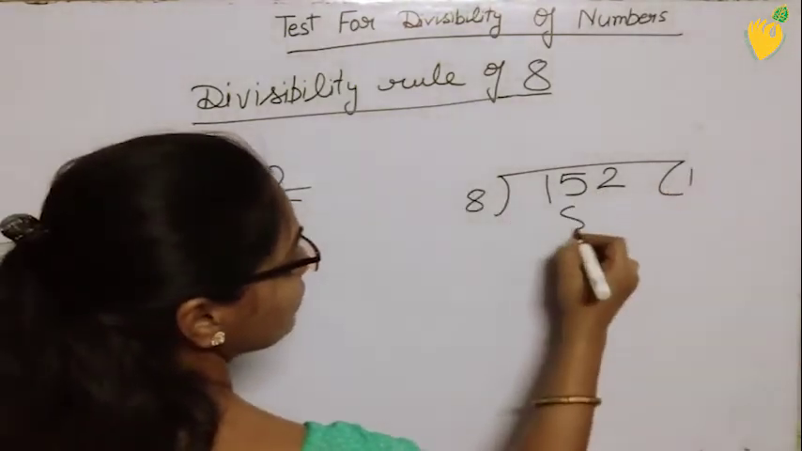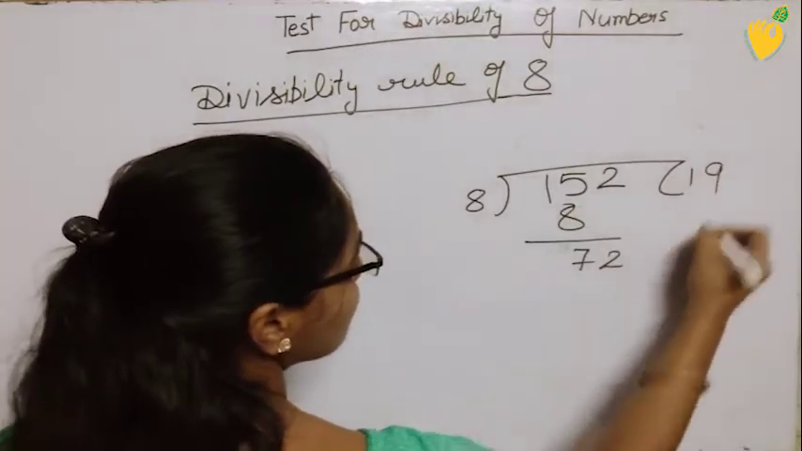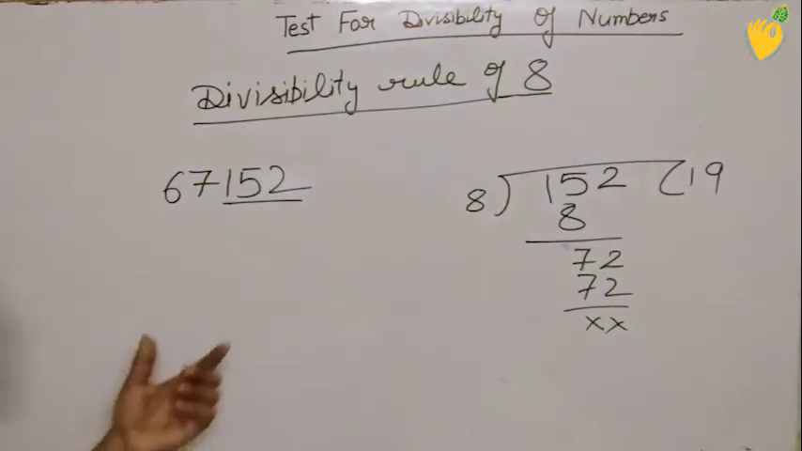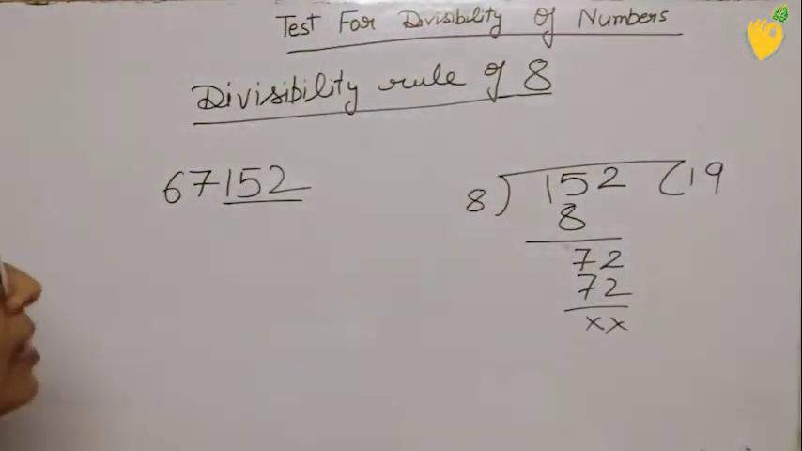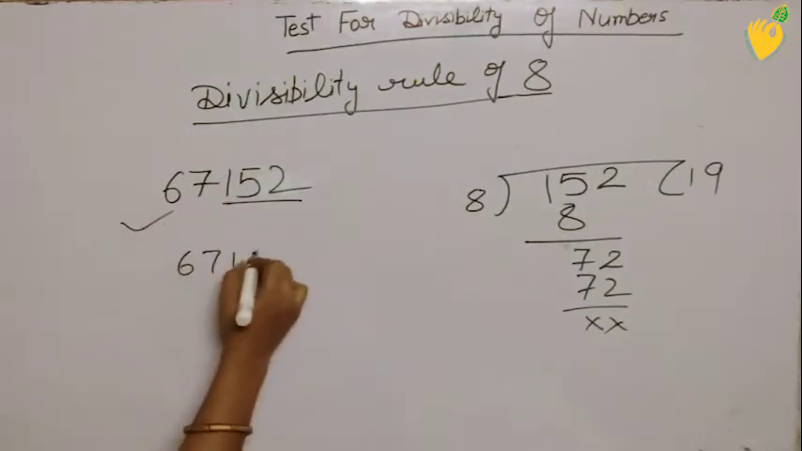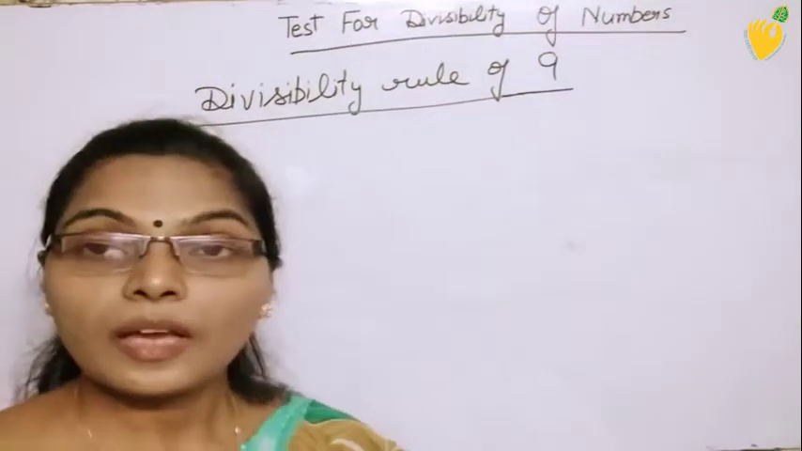8 1s are 8. 15 minus 8 is 7. 8 9s are 72. So the number formed by the digits at the hundreds and tens place is 152 and it is divisible by 8. So you can say the whole number, that is 67152, is divisible by 8.